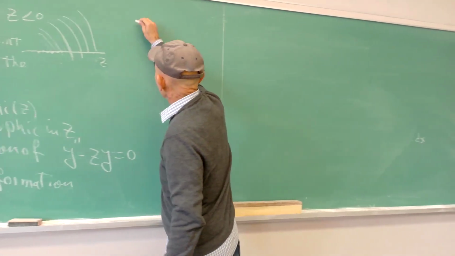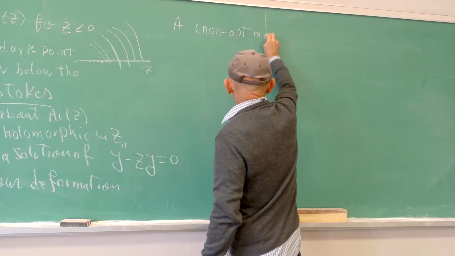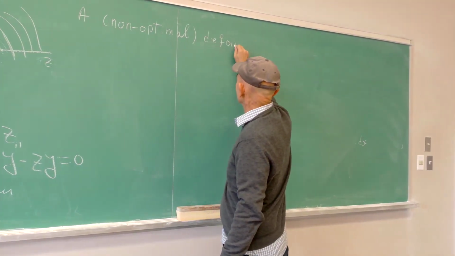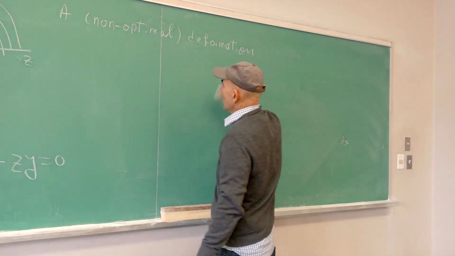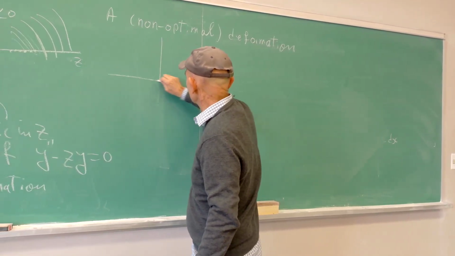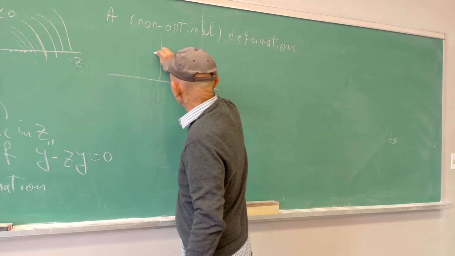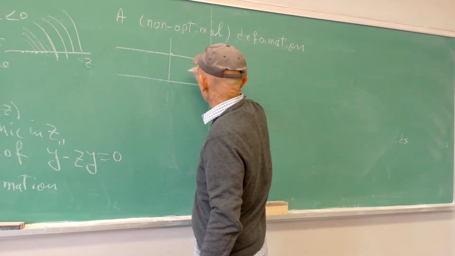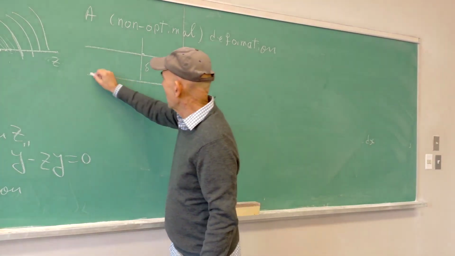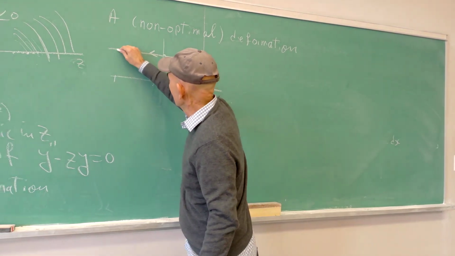So, a non-optimal deformation. In this case, this is the r-axis, the x-axis, and we just deform to a straight line which stands at distance delta above the x-axis. And so we look at integration along here, here, here, and back here.